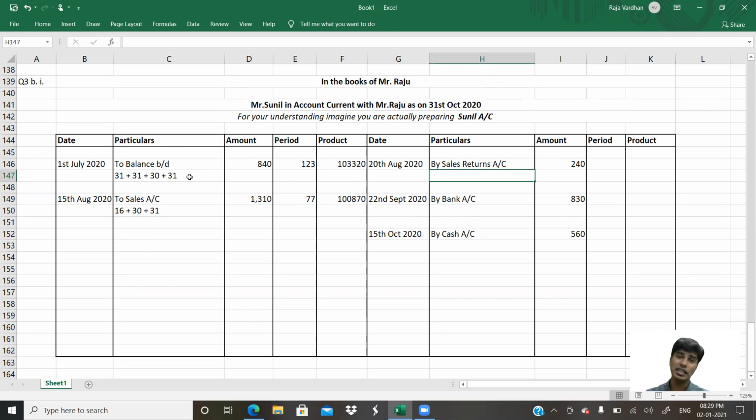20th of August, 31 days are there in August, 20 days are gone, 11 days are remaining. 31 minus 20 basically. August gone. September may 30 days after August. Then October may 31 days. That's it.